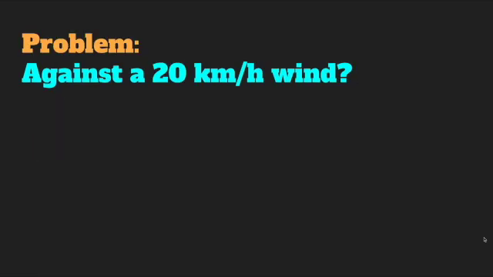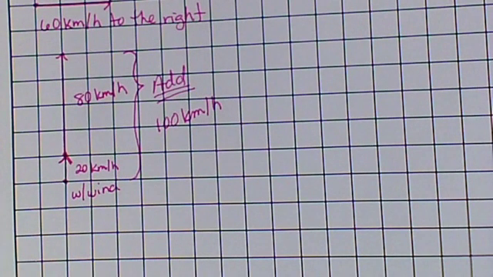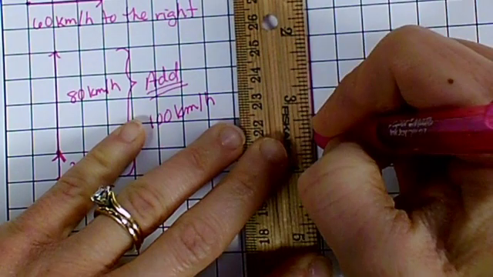Here's another problem. What if, instead of flying with the wind, the airplane is going against a 20 km/h wind instead? Let's switch over to our graph paper to take a look at that problem. Now our next problem is, what if this same plane is flying against the wind? What will its velocity be relative to the ground? Well, let's draw in that same 80 km/h vector.